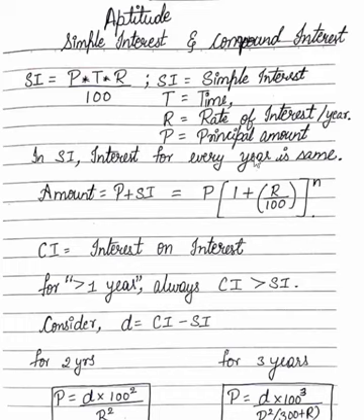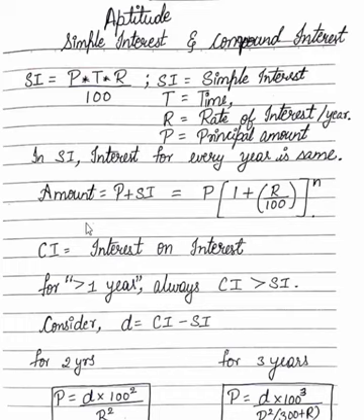In simple interest, the interest for every year is the same, whereas in the case of compound interest, it will be interest on interest. So the amount is given by principal plus interest, that equals P into 1 plus R divided by 100, whole power n. In the case of compound interest and simple interest, for the first year both remain the same.